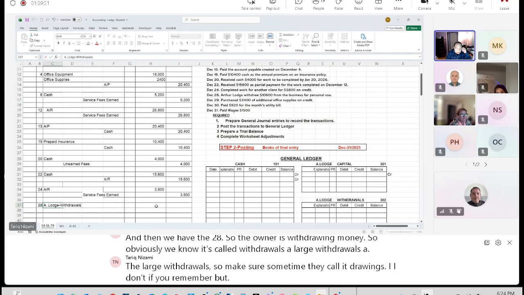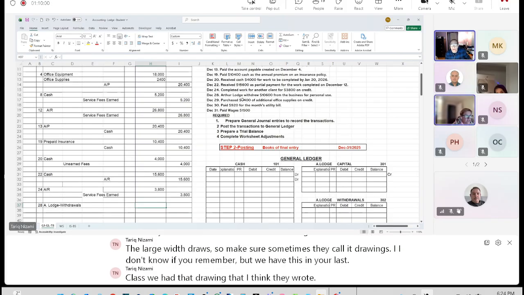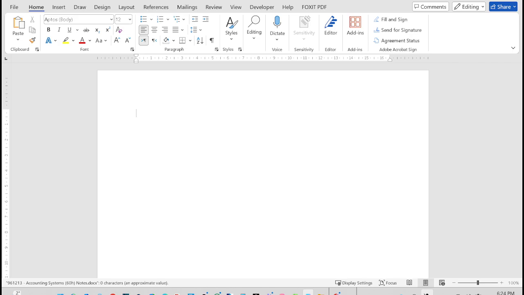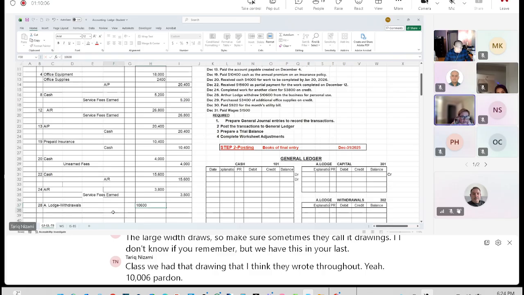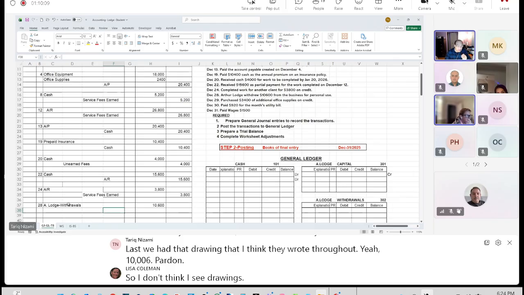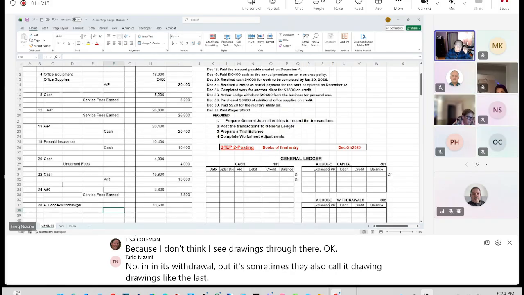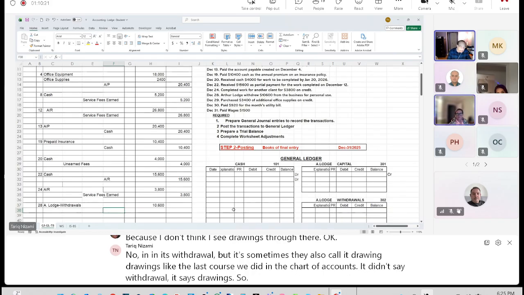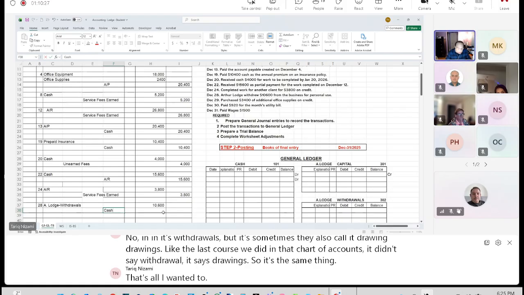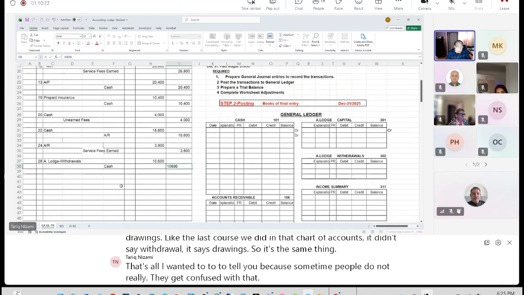I don't know if you remember, but in your last class we had that drawings. I don't think I see drawings here, though. It's withdrawals, but sometimes they also call it drawings. Like the last course we did in that chart of accounts, it didn't say withdrawal, it says drawings. So it's the same thing. That's all I wanted to tell you, because sometimes people get confused with that. So 10,600.